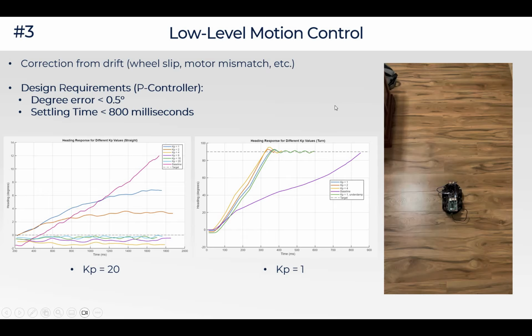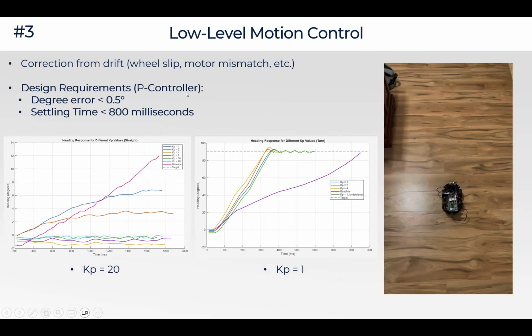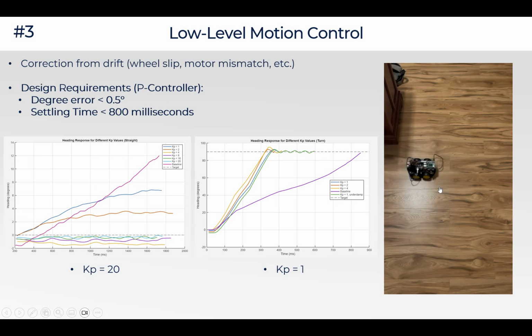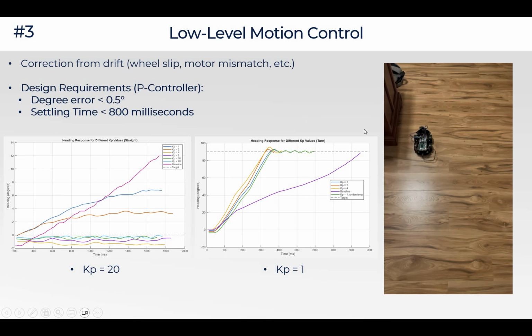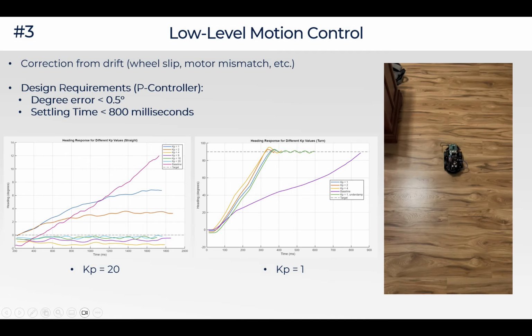Next, I implemented low-level motion control. This is because we noticed that the orientations weren't exactly 90 degrees on the turn, so there's going to be error accumulating. To fix this, I implemented a P controller on both going straight and turning, and I did it with these design requirements. As you can tell, the robot now is more precise and there's less drift.